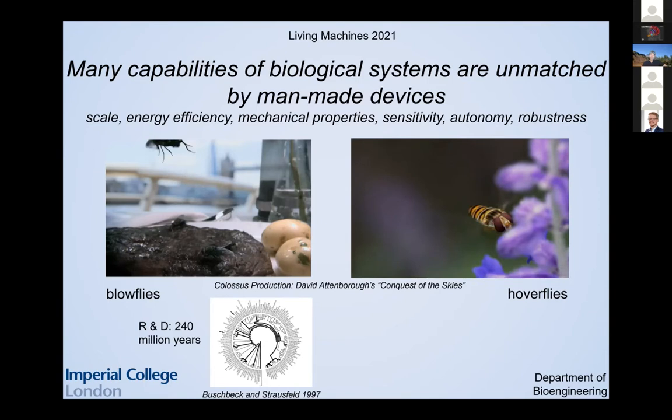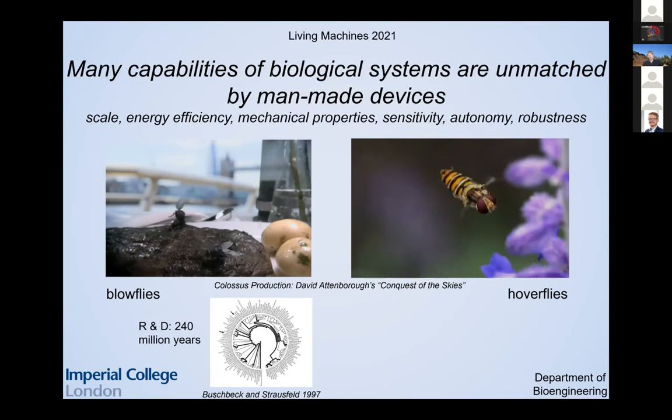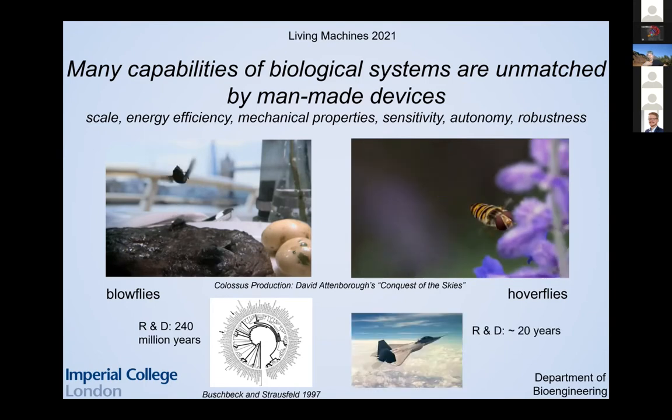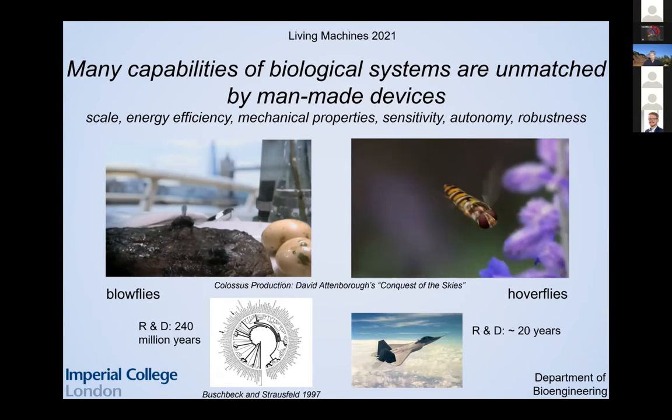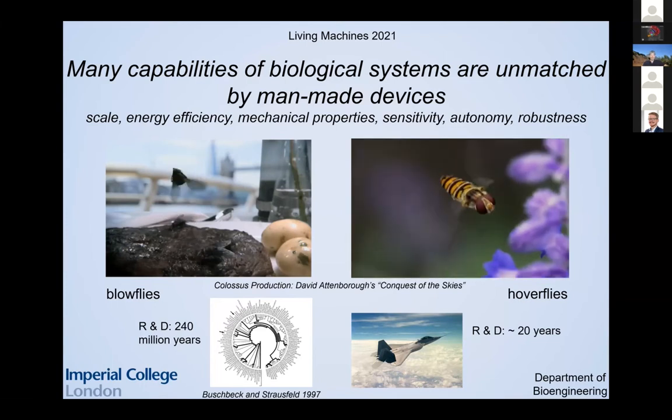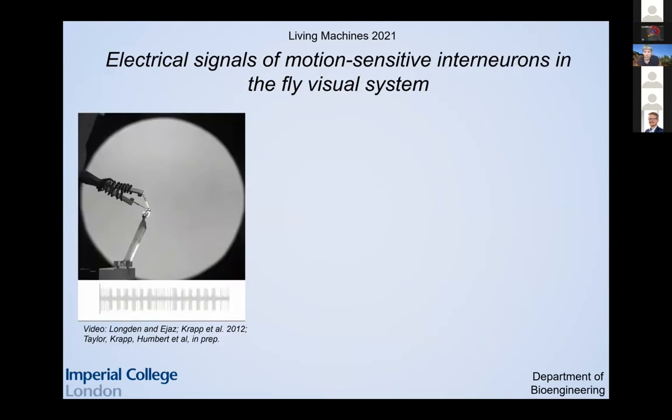Now, if we look at another maneuverable system that's man-made, this jet fighter here, that took maybe 20 years for R&D, and yet, well, it's a fast development, but it will never, if we consider scale, reach the capabilities of any insects in the air. Now, I want to focus on visual processing here, and I brought a few videos to show you what some of the neurons in the nervous system of flies are capable of doing.